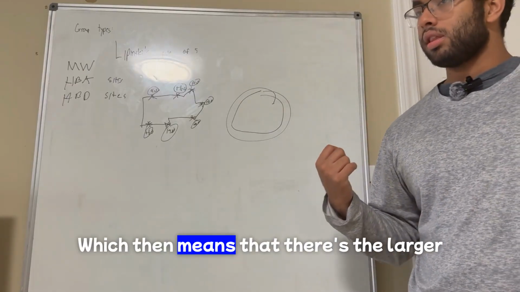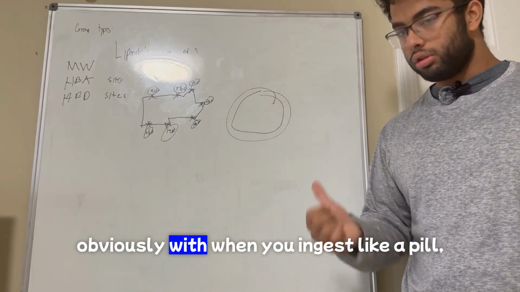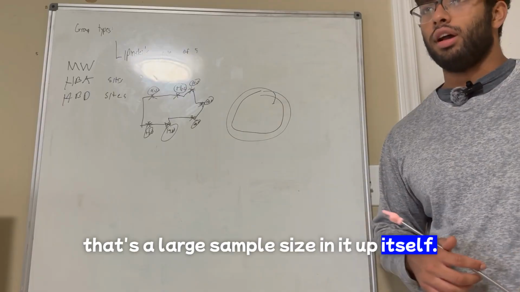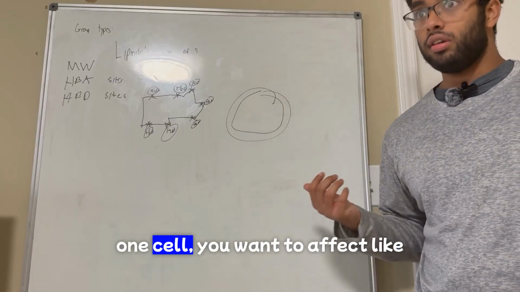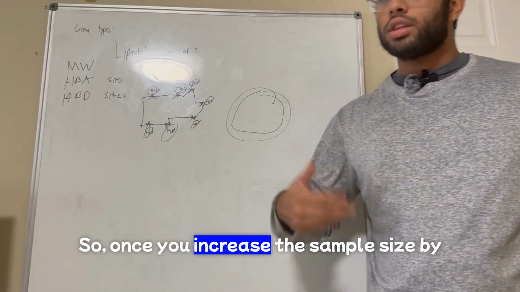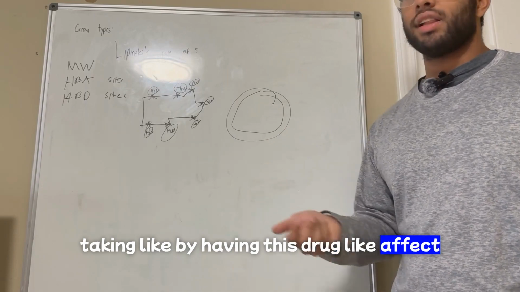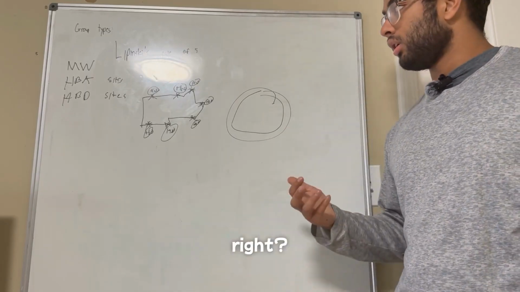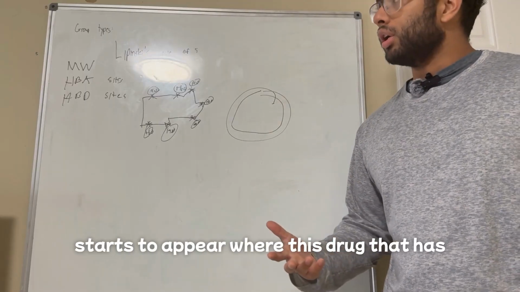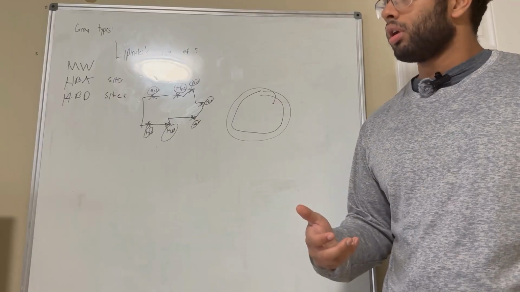which then means that there's a larger and larger sample size you get, and obviously when you ingest a pill, that's a large sample size in and of itself. You don't want to affect one cell, you want to affect thousands of cells. So once you increase the sample size by having this drug affect 1,000 cells or 1,000,000 cells, right? Then the trend starts to appear where this drug that has a lot of HBA and HBD sites is less efficient.